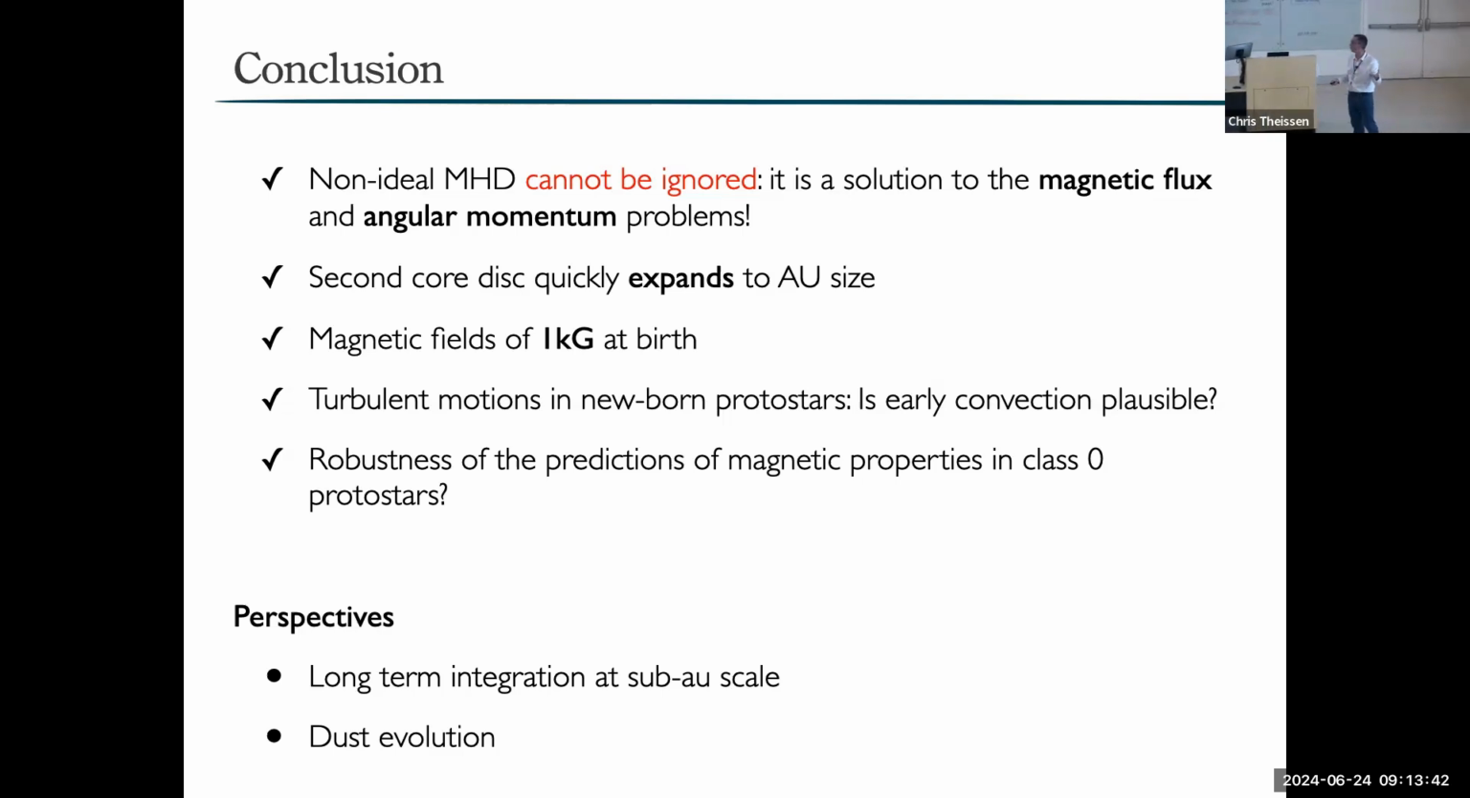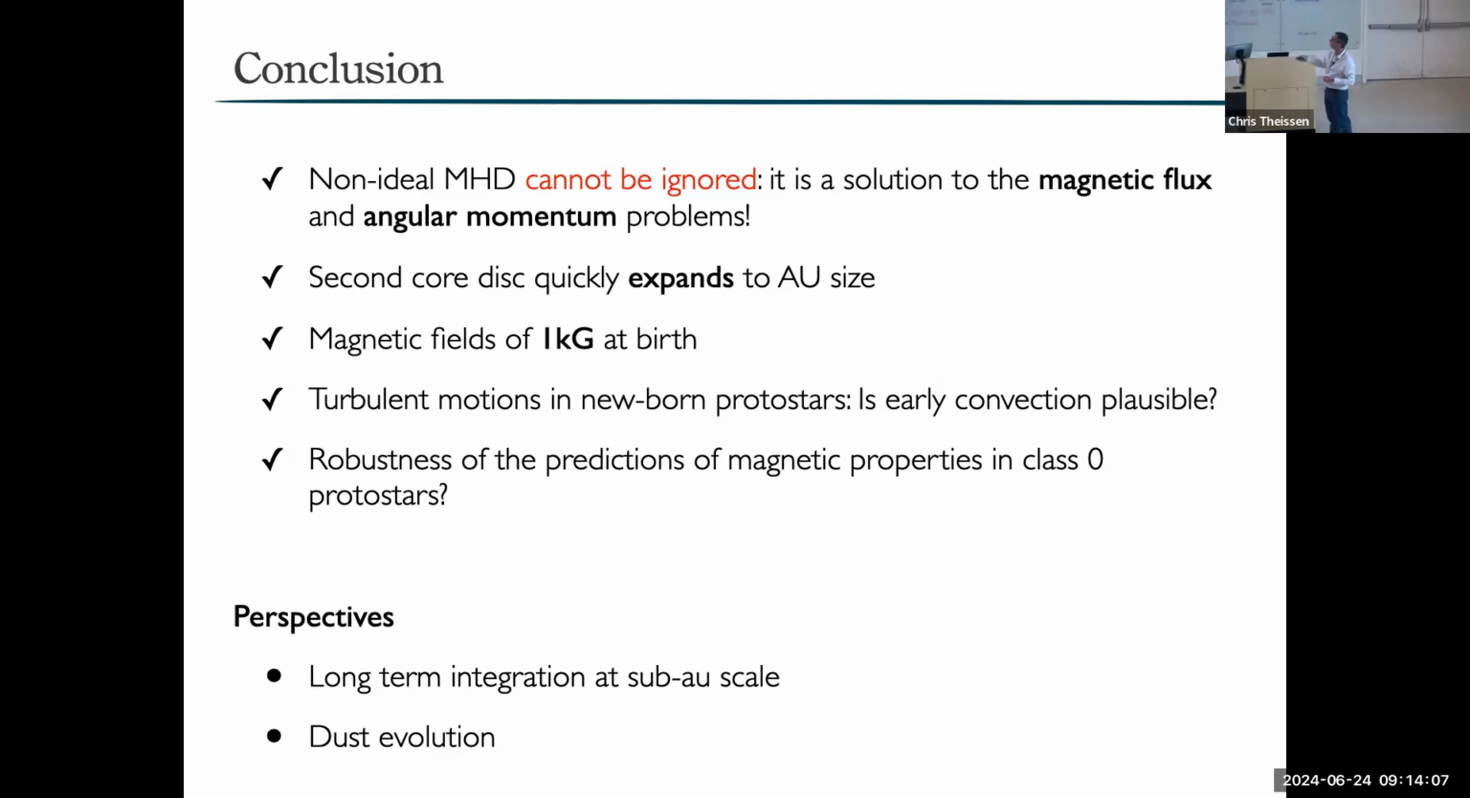Now the open question is what happens to this fossil field if turbulent motion develops later on, as is the case in hydro simulation. So we need to check the development of this instability in the MHD case. And this will, of course, test the robustness of our prediction for the magnetic properties in class 0 protostar.